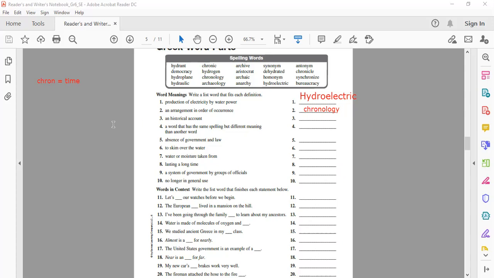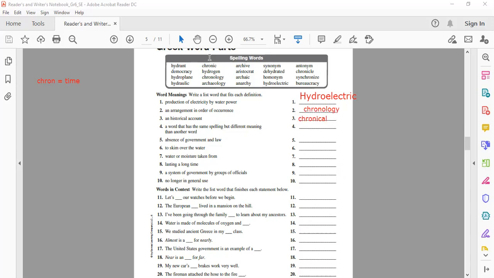Number 3. Ya Watin, yalla. An historical account. So again, something in history. A historical account. Is it chronic or chronicle? Chronicle. Chronicle, because it is historical. So chronicle. Very good.